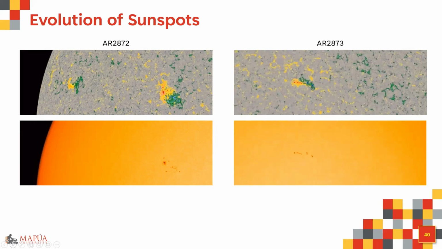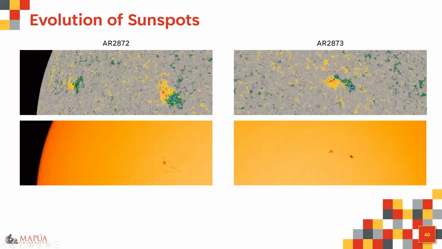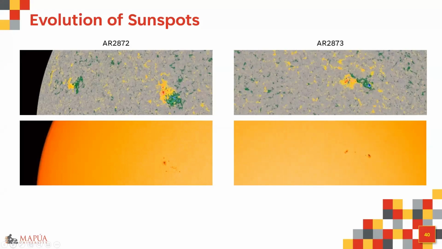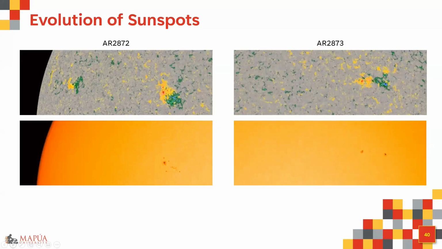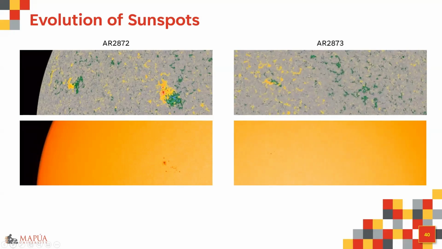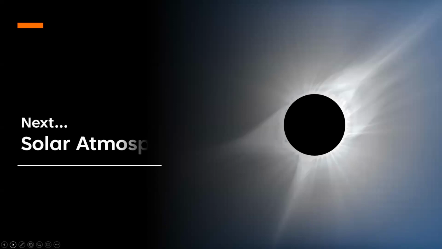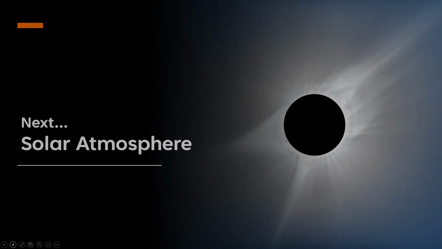Let's look at it one more time. The last image that you see here is the image of these sunspots last night, and it may actually evolve right now. You can go to my website to look at these figures. Next topic that we're going to discuss would be the solar atmosphere.